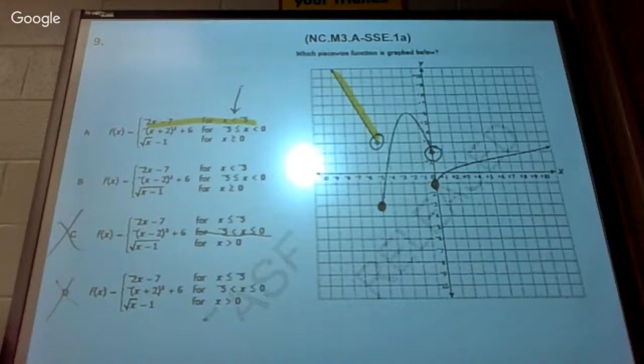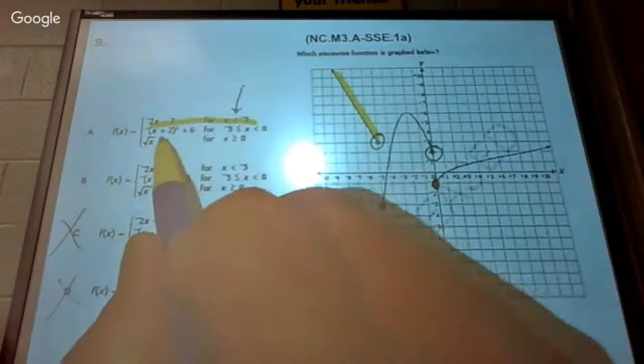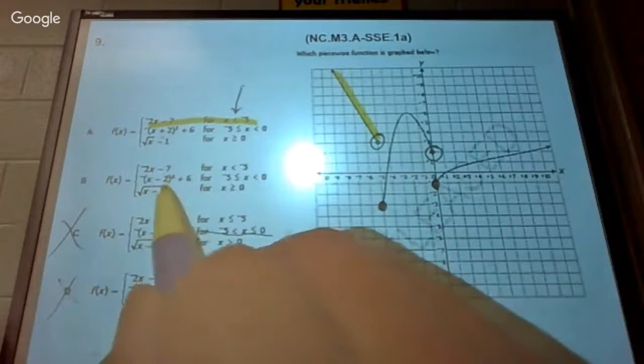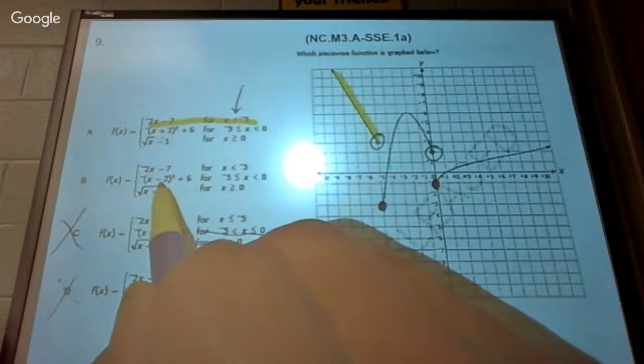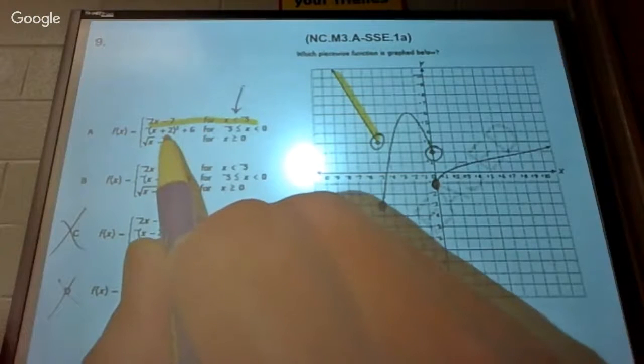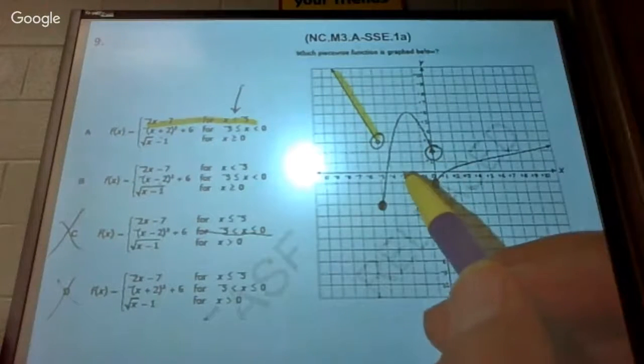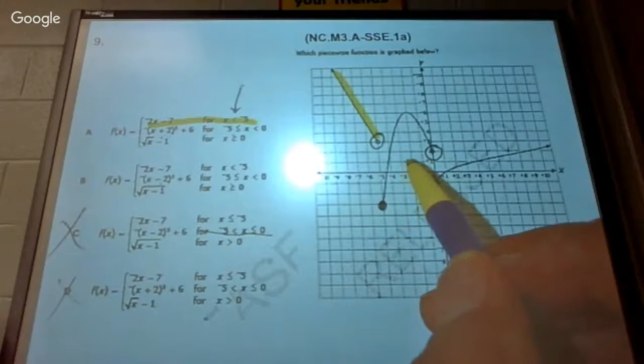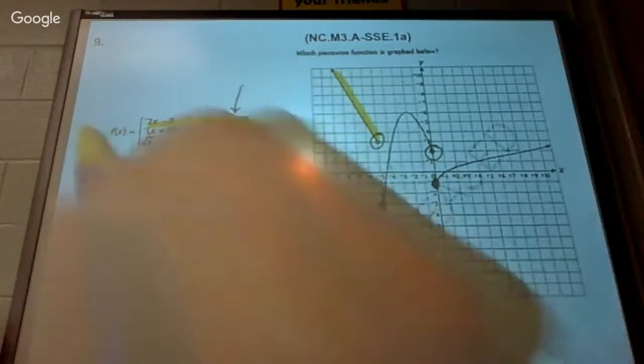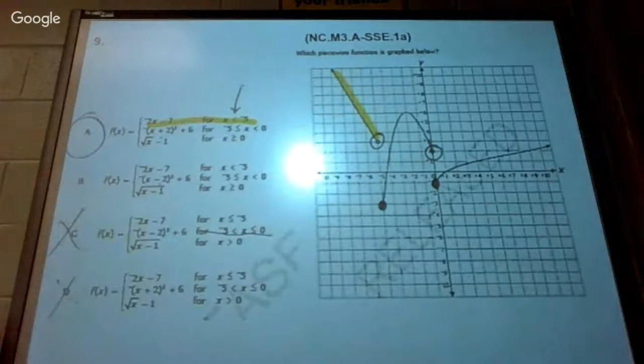So is there any difference between A and B? Sure there is. What is the difference? There's a +2 here and there's a -2 here. -2 means this thing was shifted to the right. +2 means this thing was shifted to the left. Now look at that parabola. Was it shifted left or right? It shifted left, wasn't it? So A's got to be the answer just because of that very reason.